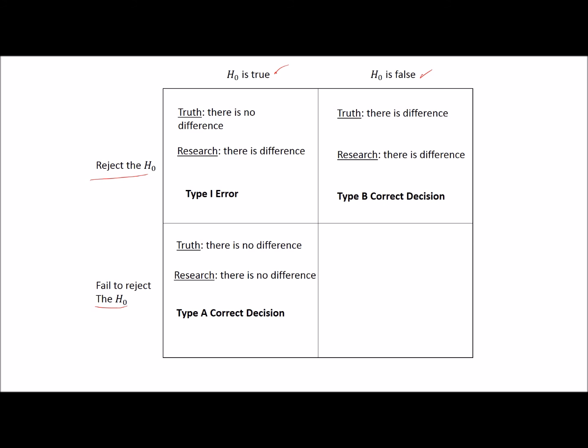The last combination is where we find no significance, so we fail to reject, but the null itself is actually false. So in that particular instance, the truth of the situation is that there is a difference between these two groups. The research that we did concluded that there is no difference between these two groups. In that particular situation, we have what you call a type 2 error.